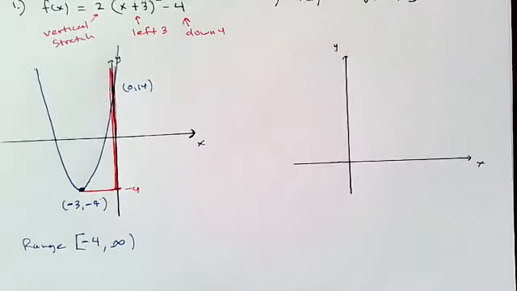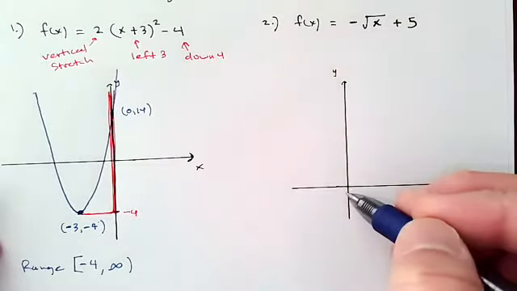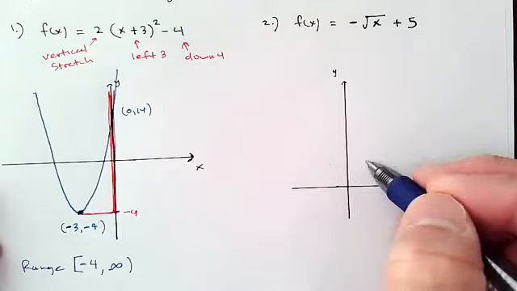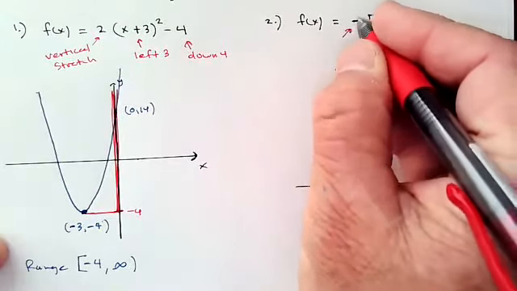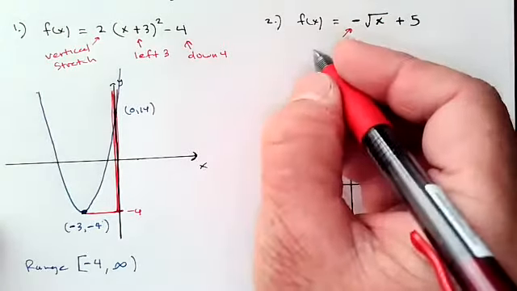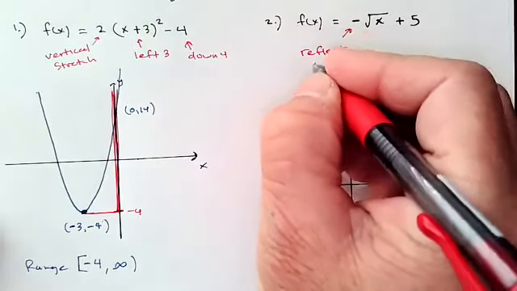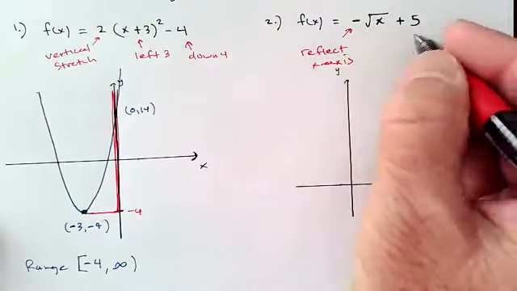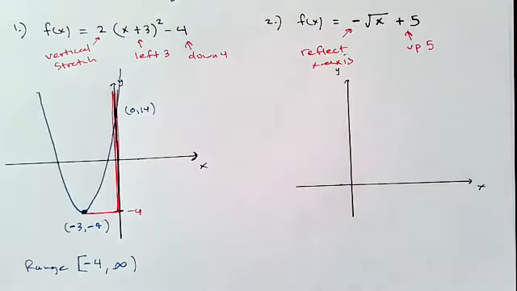Okay, the second equation, our base graph was the square root function, which, remember, starts at the origin and usually bends off to the right. This negative outside the function, not with the x, is going to reflect my y values, which means it's going to reflect about the x-axis. And then this plus 5 is going to move my graph up 5.